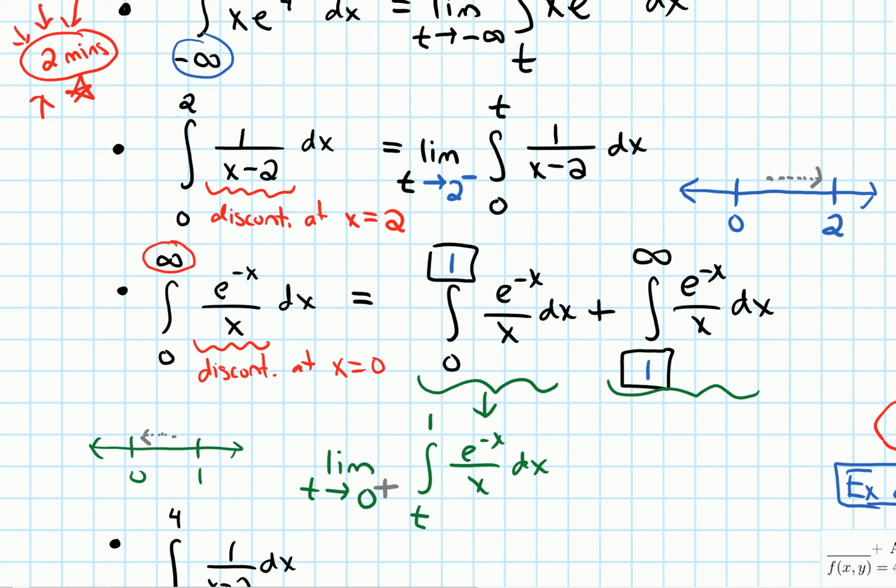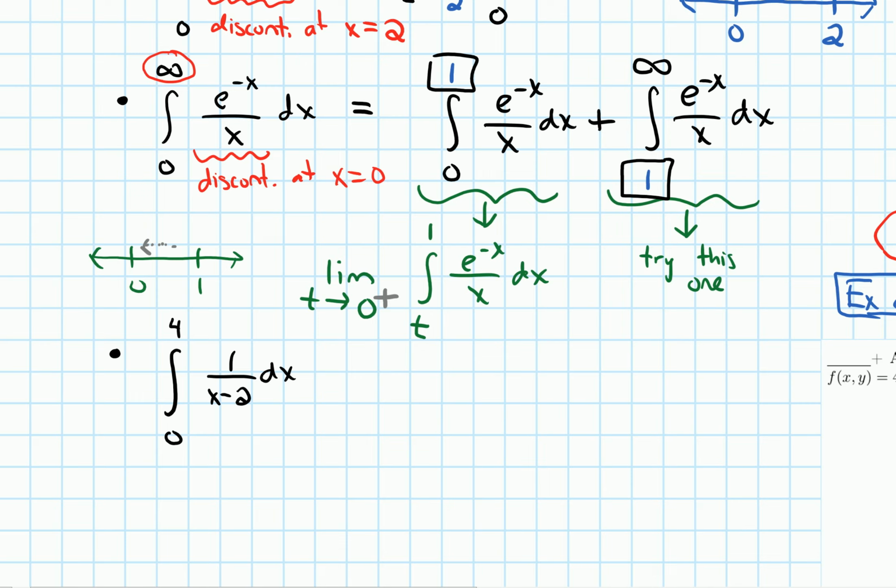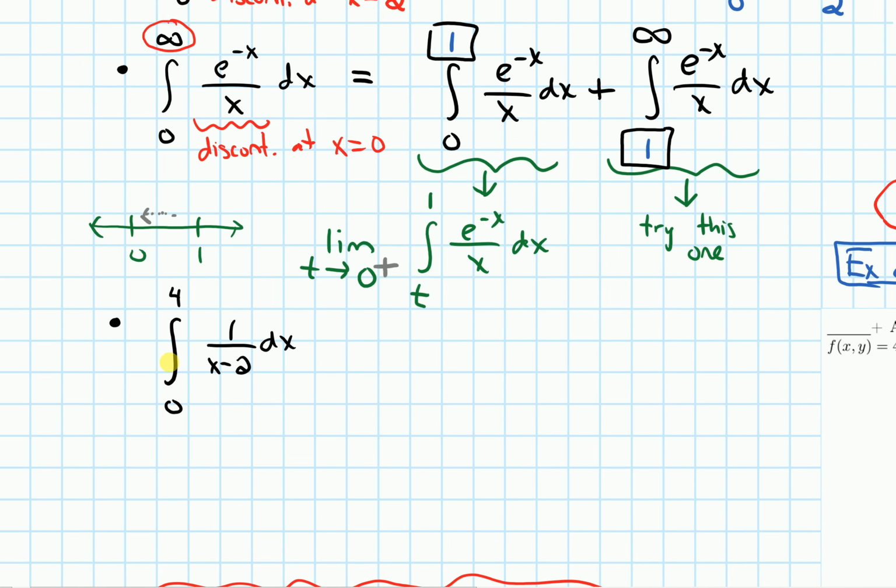And this other integral, I'm going to leave for you to try. Try this one. All right, one more of these. I have the integral from 0 to 4 of 1 over x minus 2 dx. One more time, I'm going to ask you to pause the video, just for 1 minute this time. See if you can set this one up as a limit. 4, 3, 2, 1, pause the video.